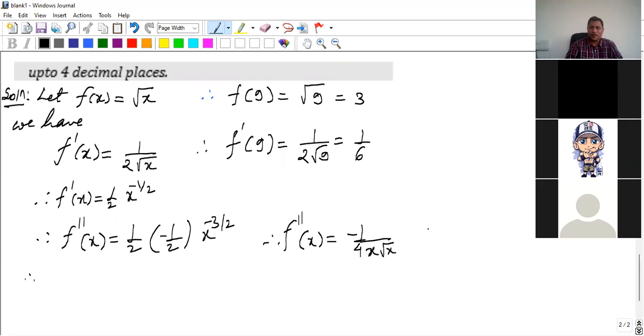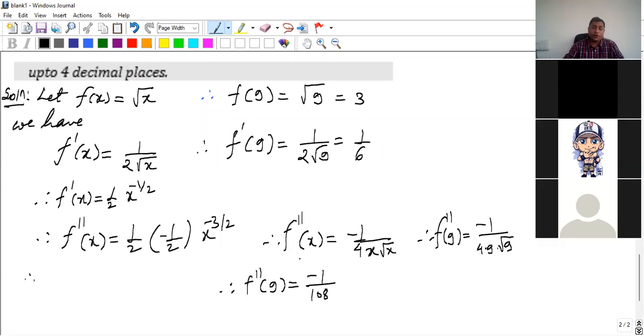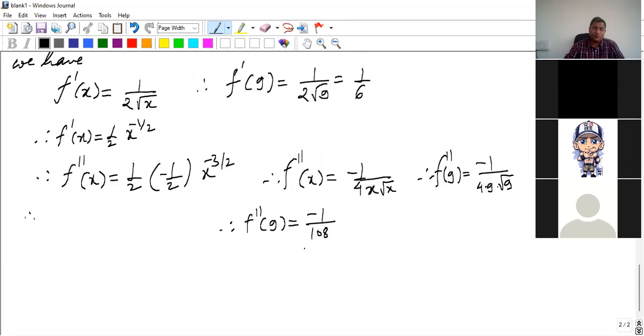So this is what we got, and hence we have to calculate the value of this f double dash at 9. So this will be minus 1 upon 4 into 9 into root of 9. So f double dash at 9 is equal to minus 1 upon 108. Yes, correct. Okay, so that's what we got. Now we have to move to the next derivative.